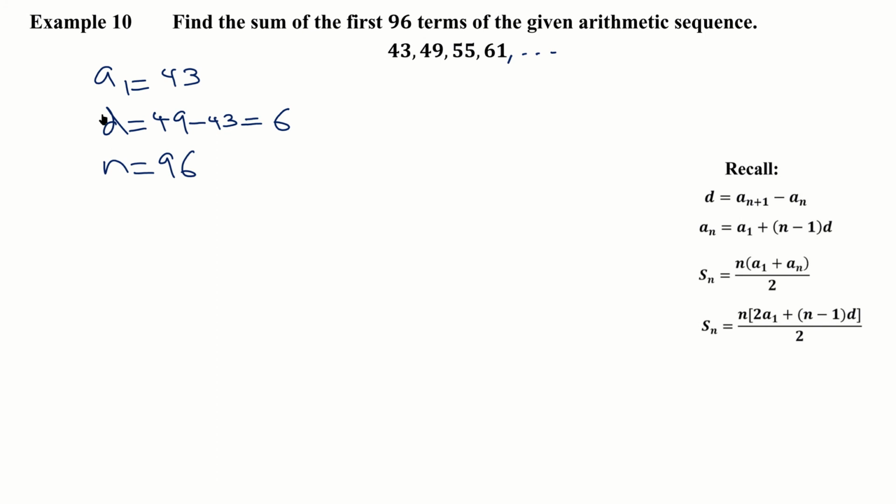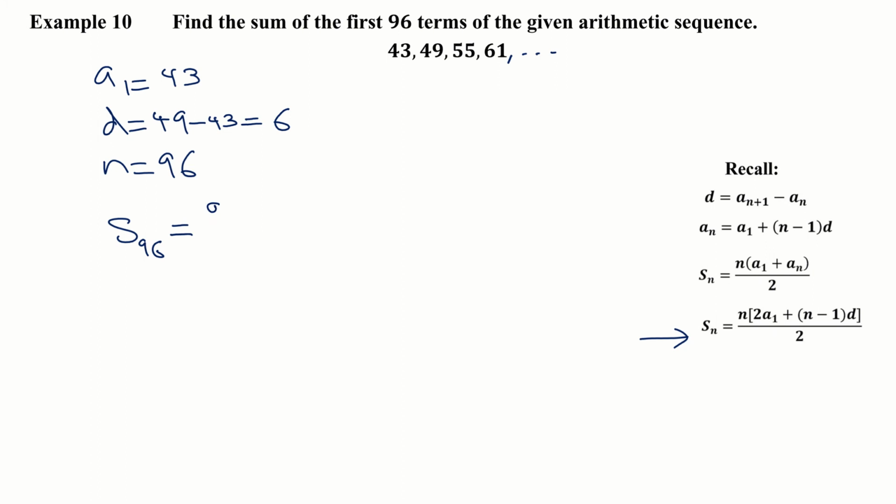All right, so given that that's all that we have right now, the first term, d and n, which of these formulas would be better to use? Well, remember, we would use this one if we knew a96, but we don't, and rather than having to first find that and then use this formula, we can just use this formula, which doesn't require us to know the 96th term at first. It will just be calculated implicitly within that formula. So we want S96, and we're using this formula.